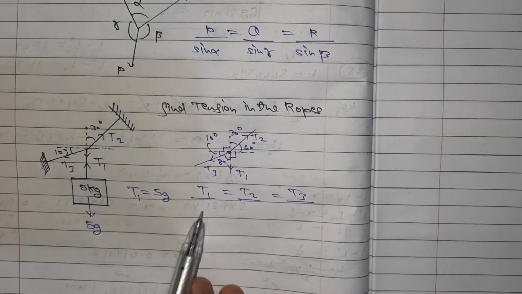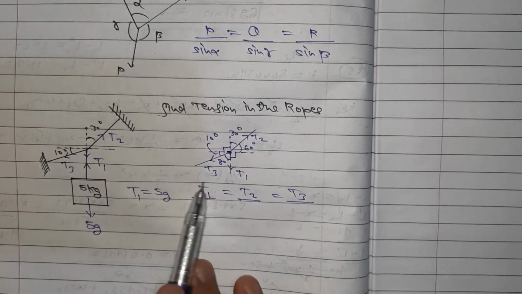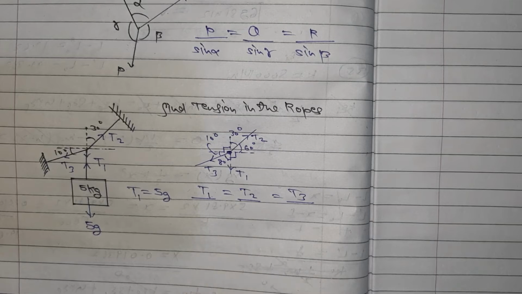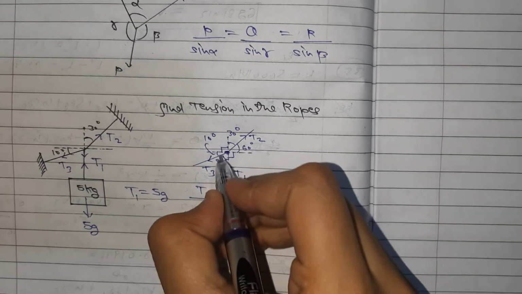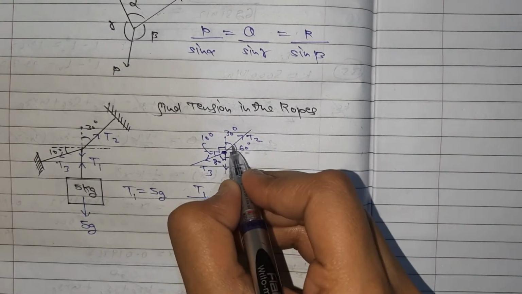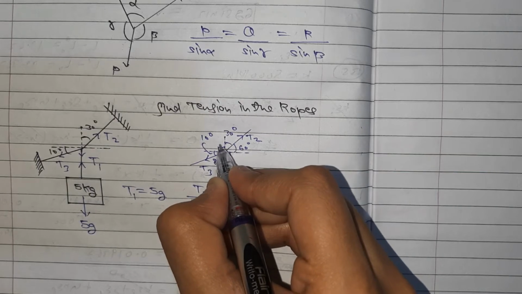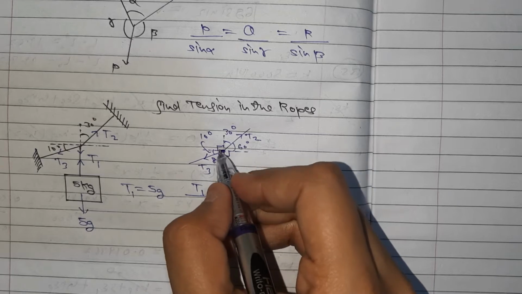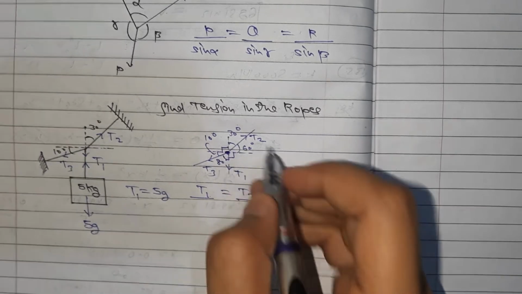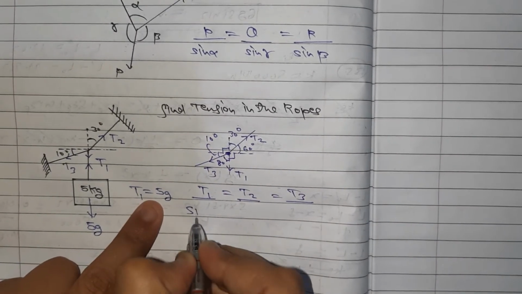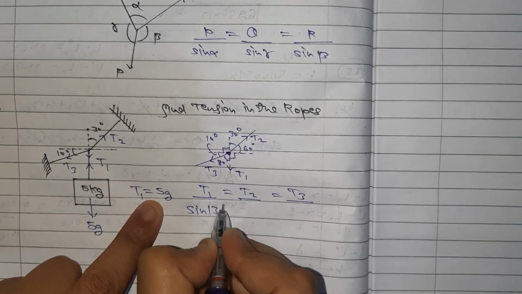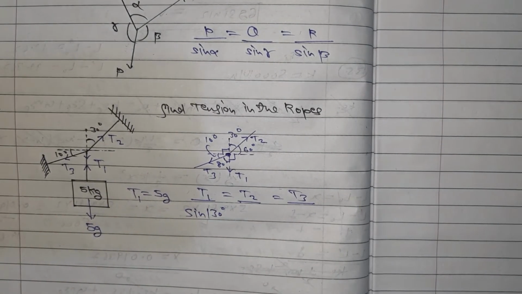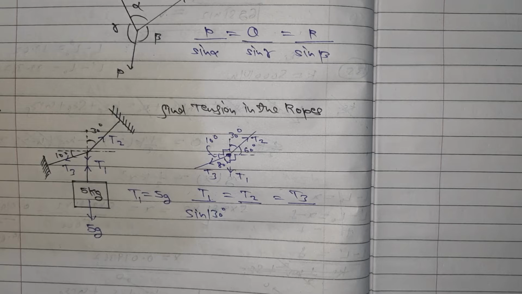So if I want to write T1, I have to see the angle between T2 and T3. The total angle is 30 plus 90 plus 10, which is 130. So it should be sine of 130 degrees. Great. Got it?